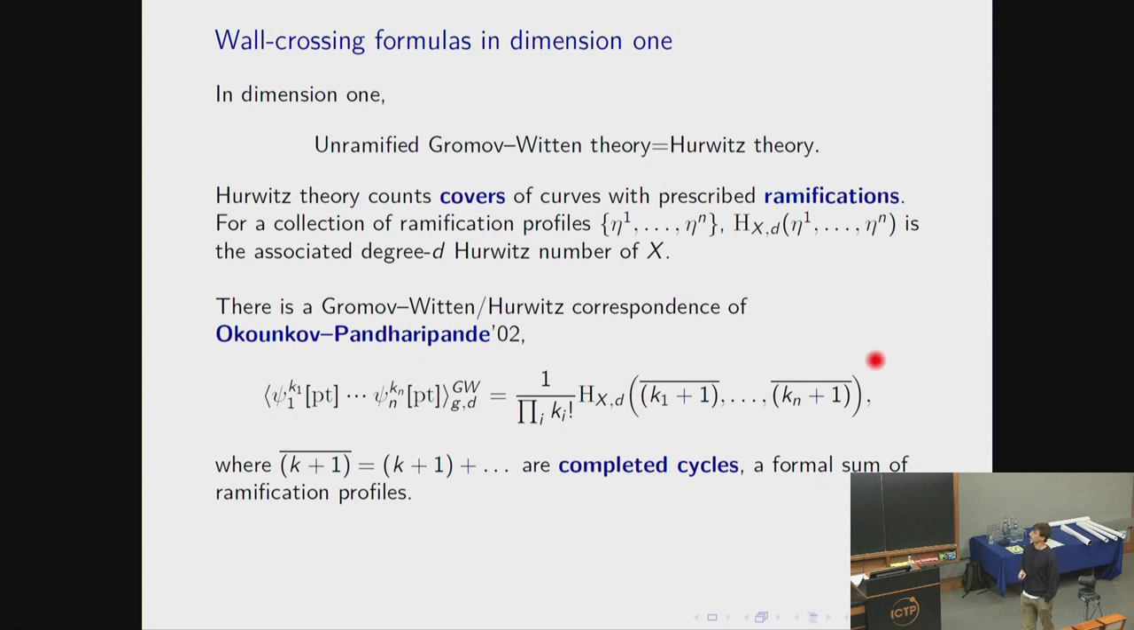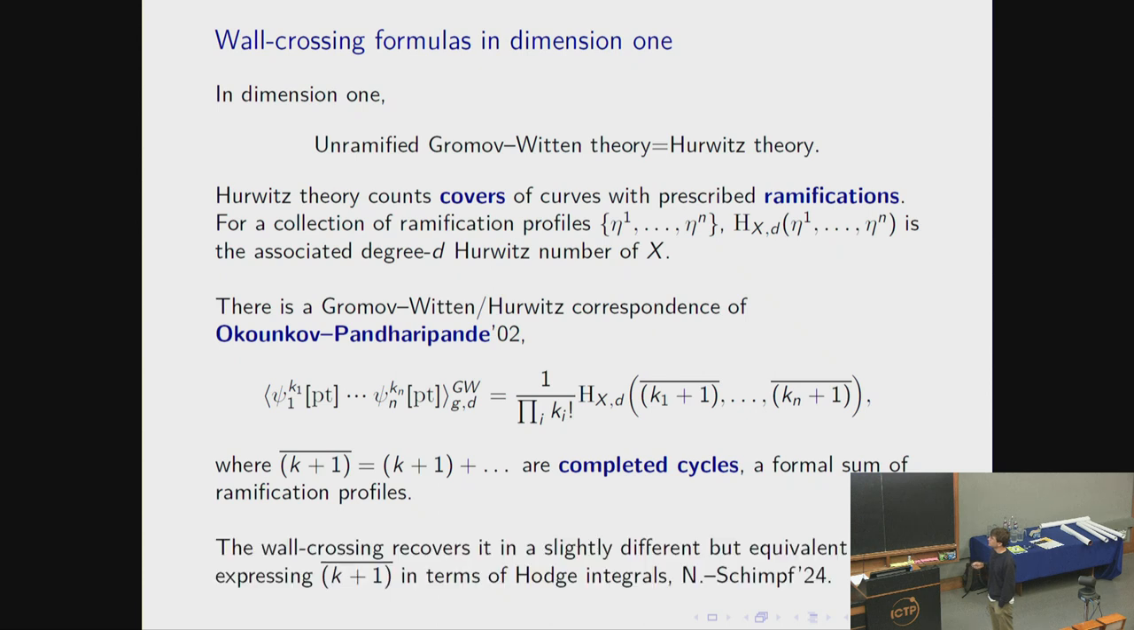And there is a Gromov-Witten/Hurwitz correspondence of Okounkov-Pandharipande. What it says is that if we take descendant point insertions, also called stationary Gromov-Witten invariants of a curve, then it is equal to Hurwitz numbers via the following formula. There are these completed cycles. It's just a formal expression of ramification profiles, and you plug it into this function that spits out the number of covers with a specified ramification. These completed cycles have a representation theoretic meaning.